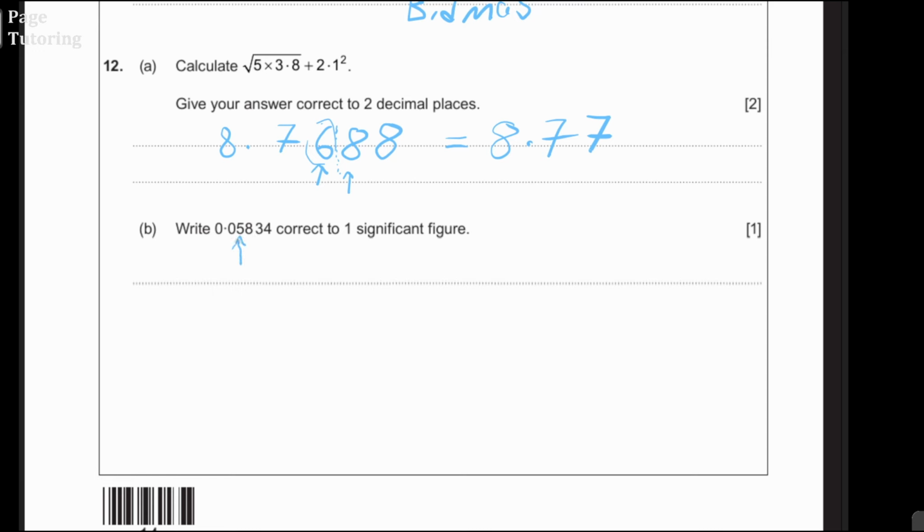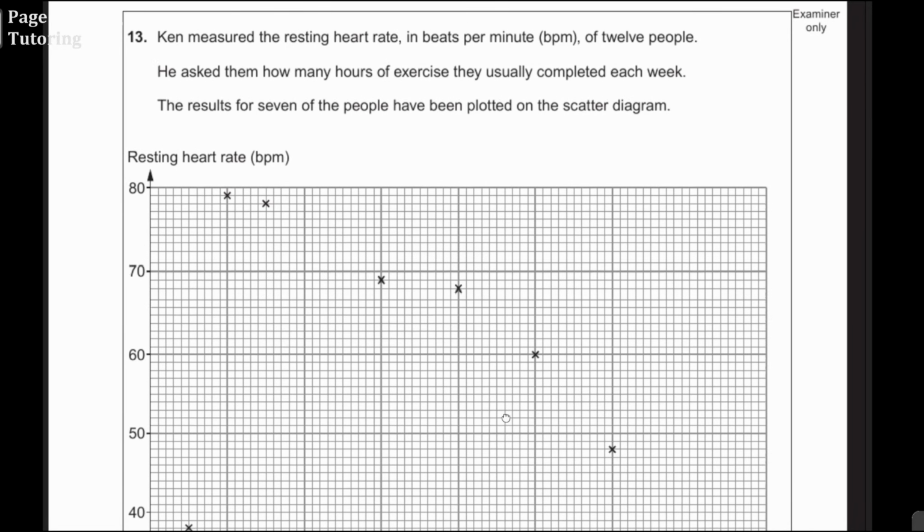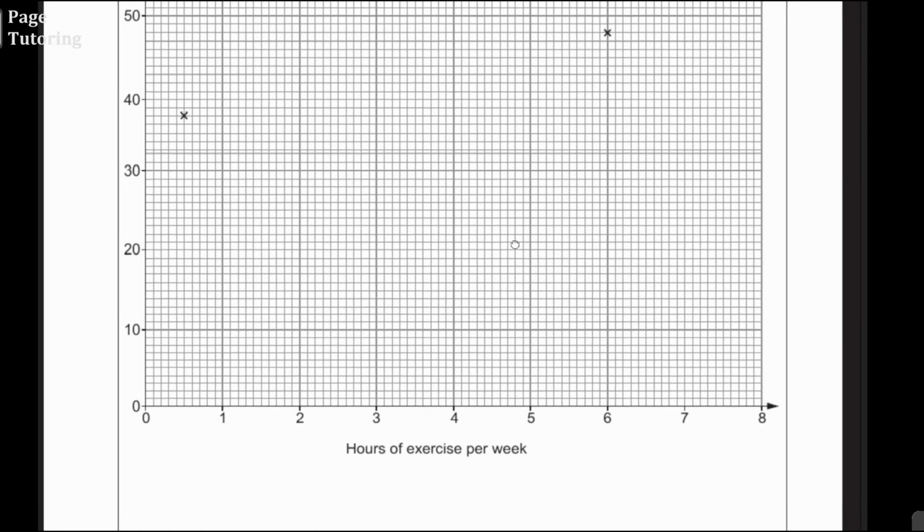So in this case, that's that 5. So yes, that 5 is in the second decimal place. We're going to write this correct to one significant figure. That means we're going to round to only come to that second decimal place. So once again, we look to the right of our first significant figure, to the right of our second decimal place. We've got an 8, so we're going to round up. So we've got 0.06.